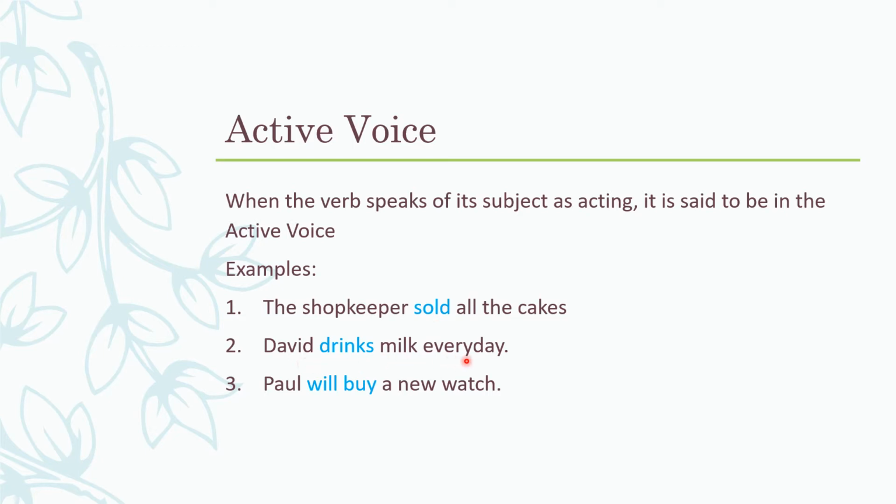David drinks milk every day. This verb drinks speaks of the subject as active. Therefore, this verb drinks is in the active voice. Paul will buy a new watch. The verb will buy speaks of its subject as acting, speaks of Paul as doing some action of buying. So all these three examples are in the active voice.